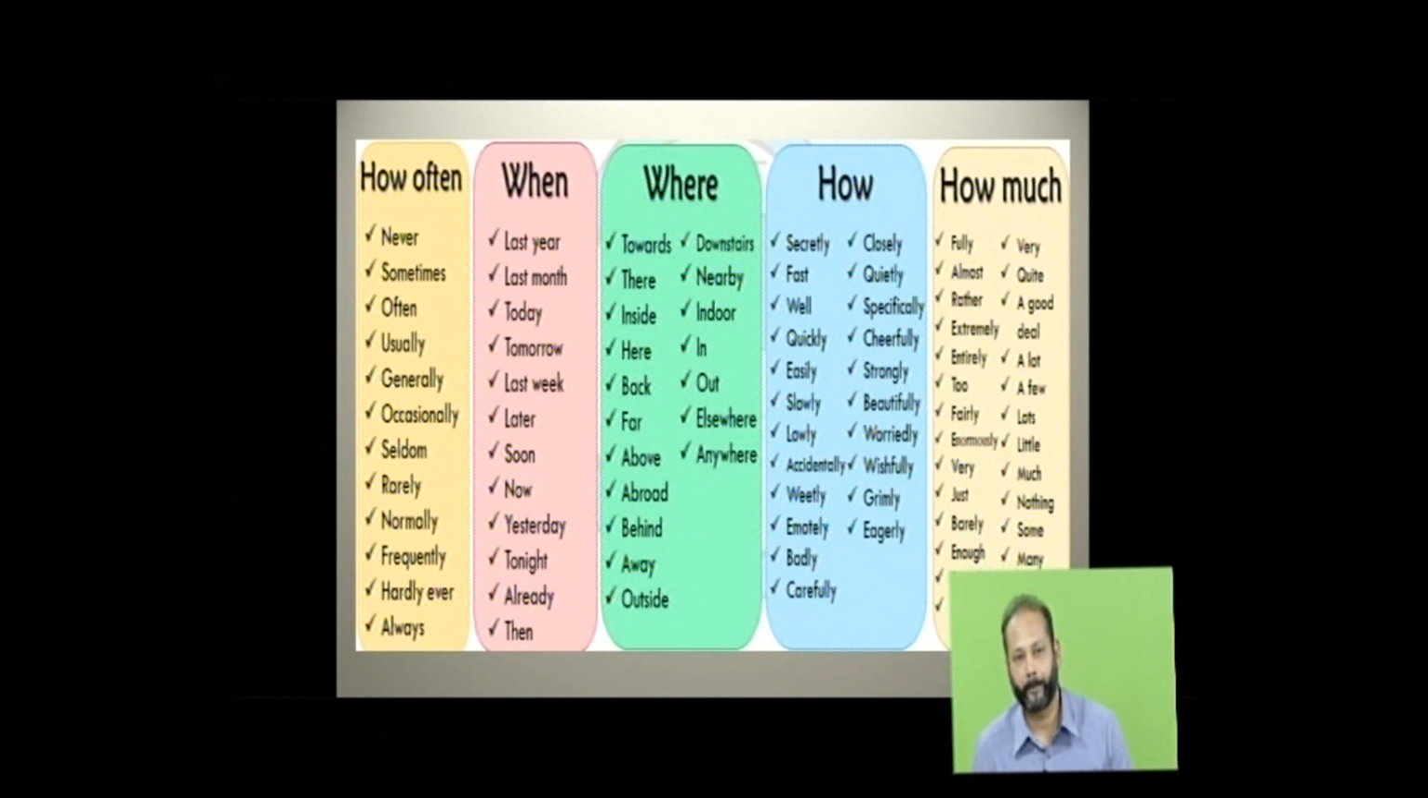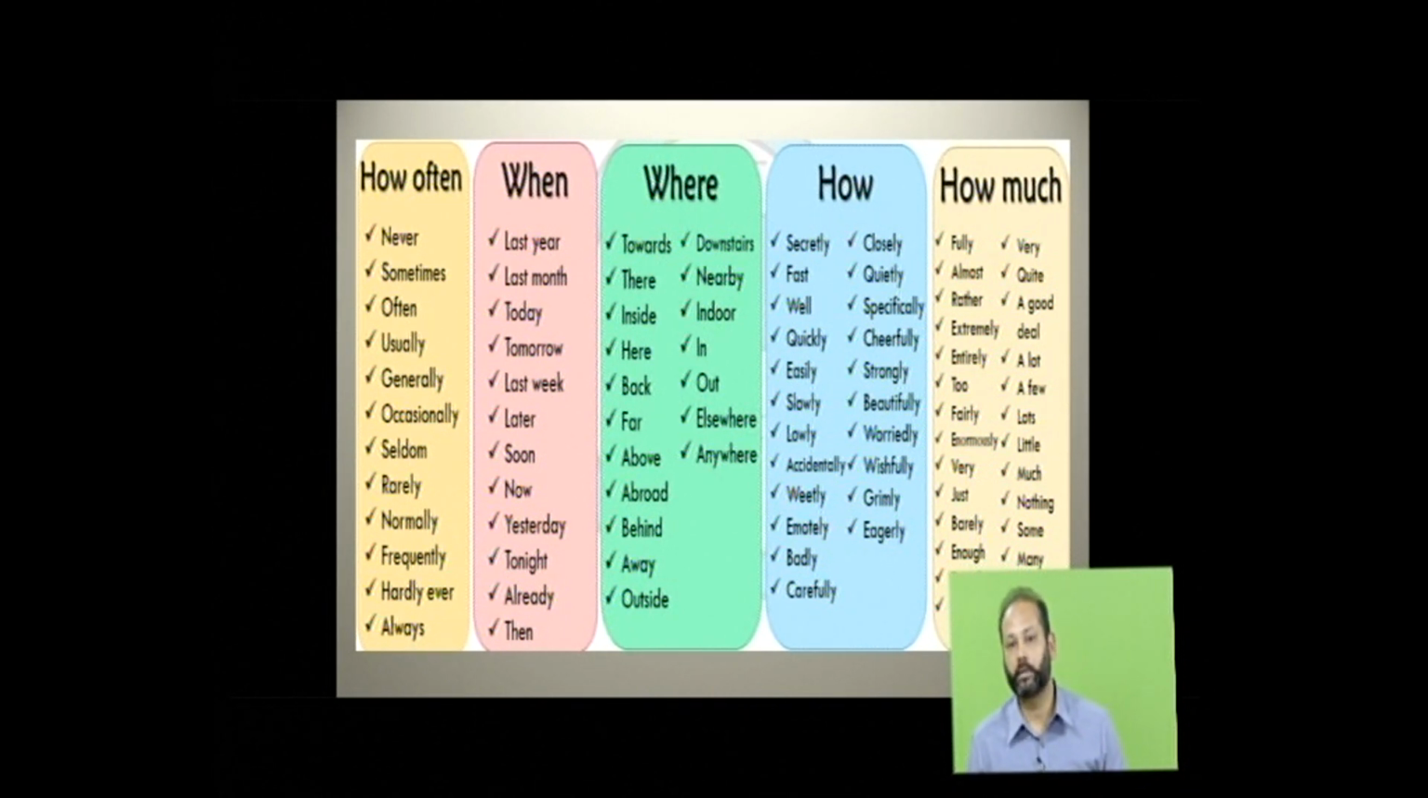Then when: last year, last month, today, tomorrow, last week, later, soon, now, yesterday, tonight, already, then. What are these? These are adverbs of time. Then adverbs of place we have where: towards, there, inside, here, back, far, above, abroad, behind, away, outside, nearby, in, out, elsewhere, anywhere. They tell us about the place of the action.